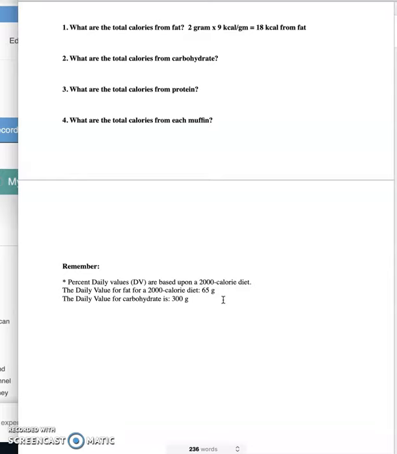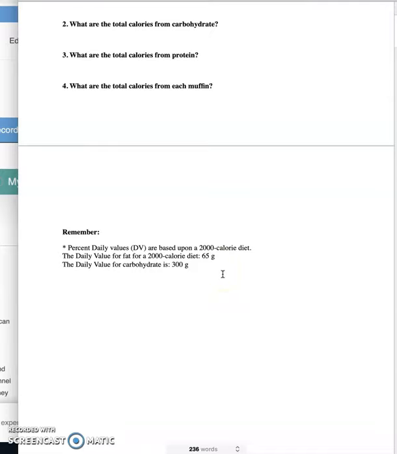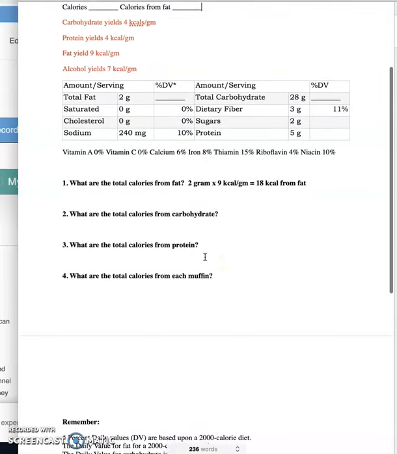Not all of us need 2000 calories. Some people need more than 2000 calories. So that's something to consider when you're looking at a nutrition label: it isn't concrete, absolute numbers for every person. This is an average that's generated by the FDA. The daily value for fat for a 2000 calorie diet would be 65 grams. The daily value for carbohydrate is 300 grams, again based off of a 2000 calorie diet.